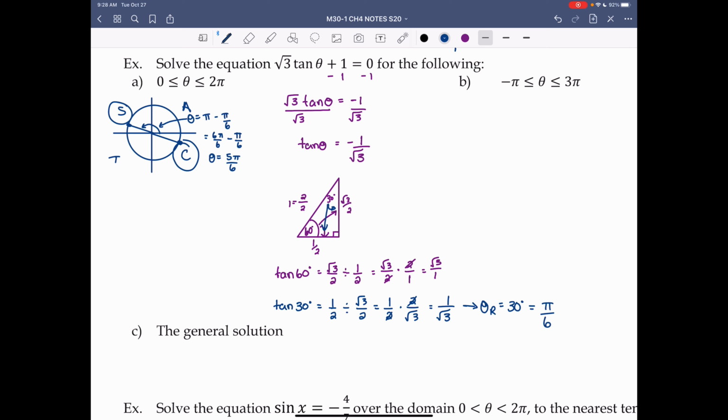Then our second angle in quadrant 4, theta equals a full rotation, 2 pi, minus our reference angle, pi over 6. 2 pi can be written as 12 pi over 6 minus pi over 6. Then theta equals 11 pi over 6. So our two solutions are theta equals 5 pi over 6 and theta equals 11 pi over 6.